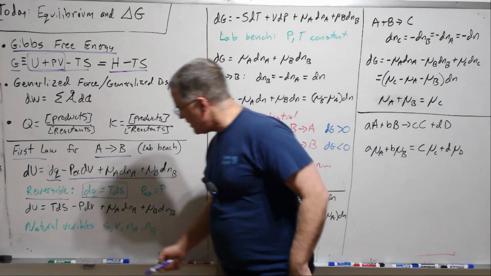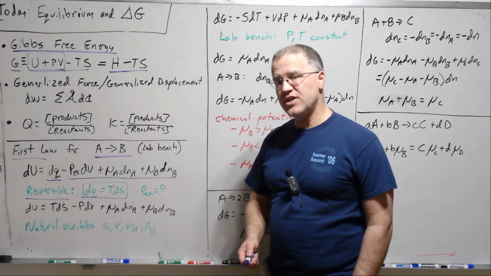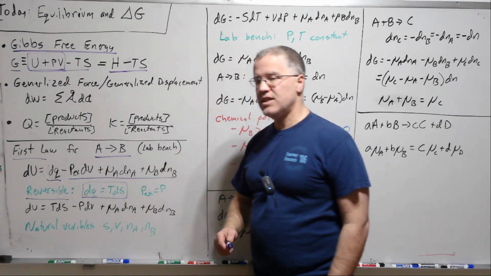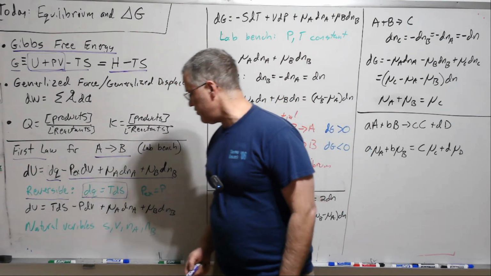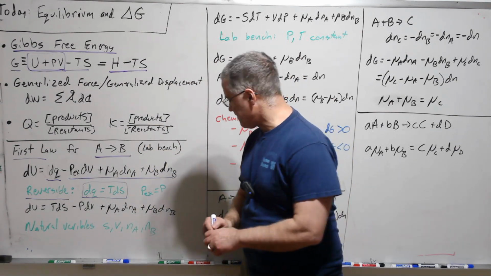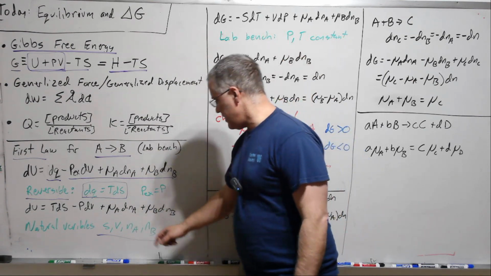Now, if we look at the change in U, what's causing that change? A change in S, a change in V. So the natural variables S and V. But now we have the possibility to change the amount of material that can also change U. And so we actually have 4 natural variables: S, V, NA, and NB.